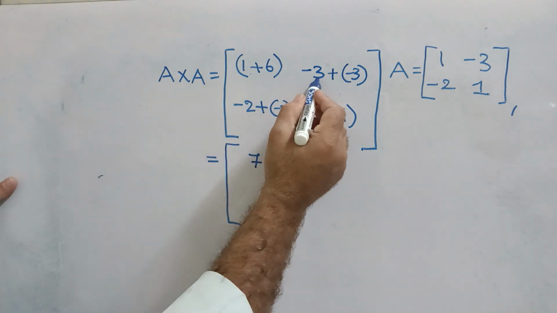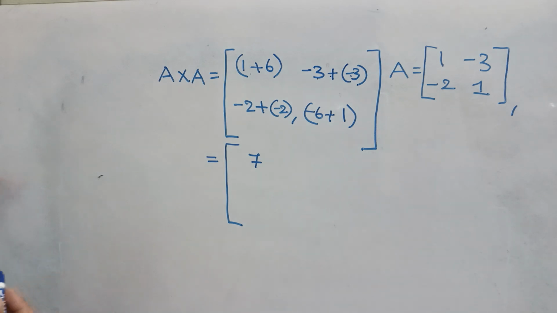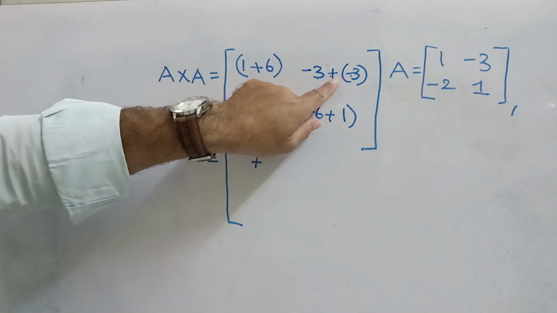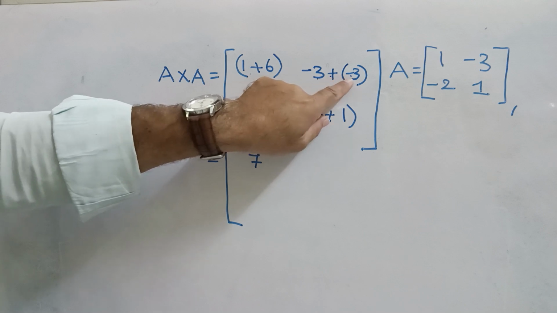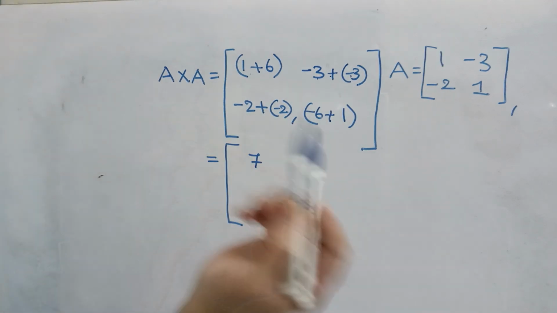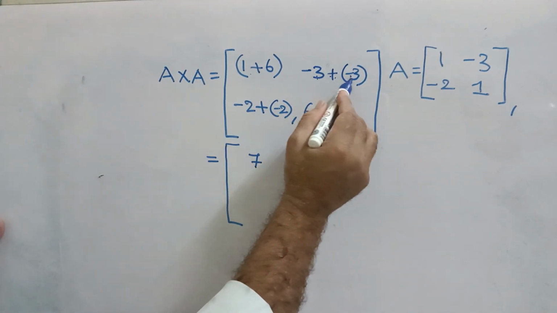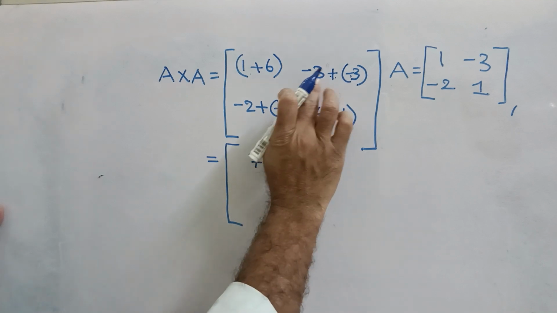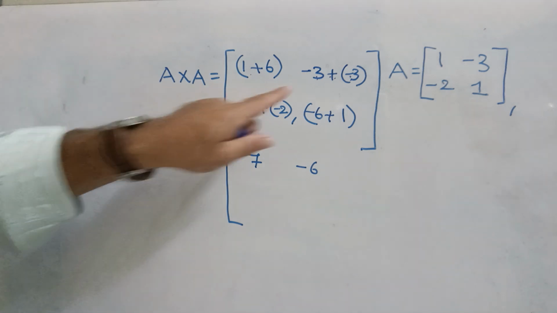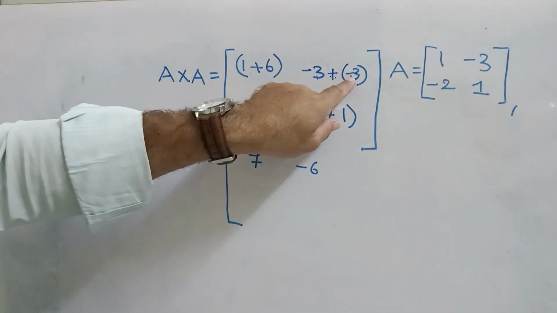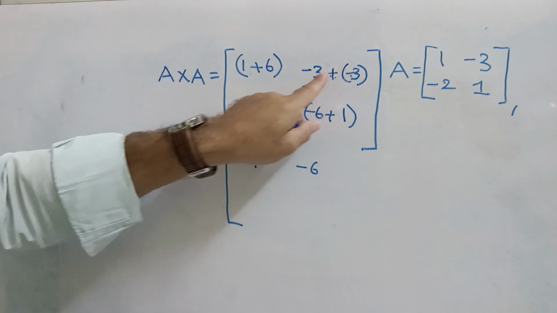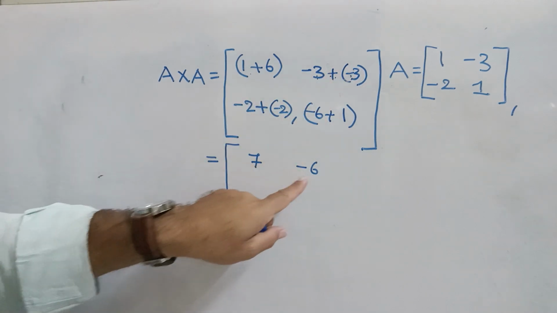Clear? Minus 3 plus of minus, how much? Plus into minus is minus. So don't confuse here. This plus multiplied by minus is minus, therefore minus 3. Any doubts? So here minus 3, minus 3, minus 6.